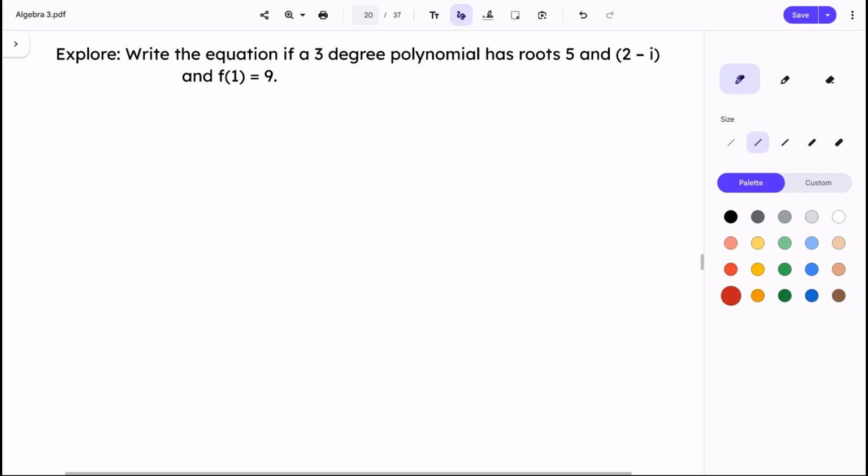So we want to still write an equation. We're still working with a 3-degree polynomial. It has roots of 5 and 2 minus i. And we want to satisfy that when I plug in a 1, I get 9 for my output. Okay, we have to think about this though. If I have a root of 2 minus i, I need the conjugate of that as well to be added on, which would be 2 plus i.